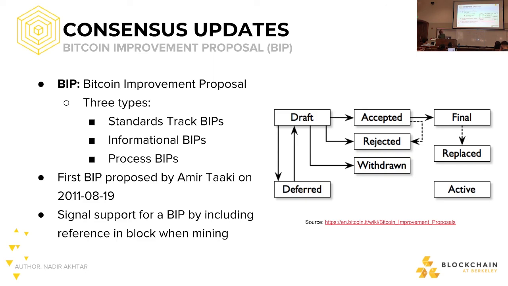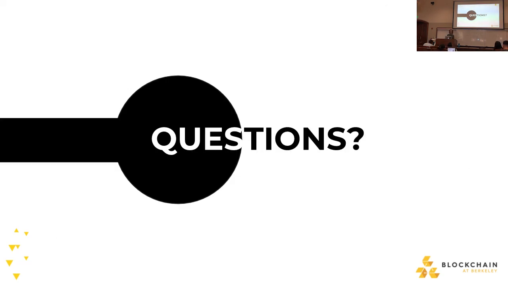So the first BIP was proposed by Amir Taaki, and I believe that BIP was actually a BIP to make BIPs. So that's kind of meta. It's pretty cool. So how you signal support is you just include the reference number in the block. Any questions on that stuff?